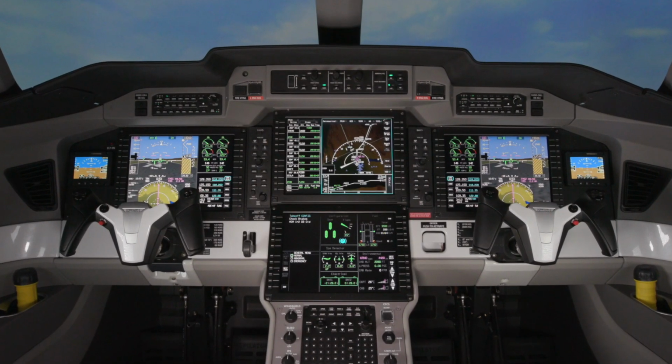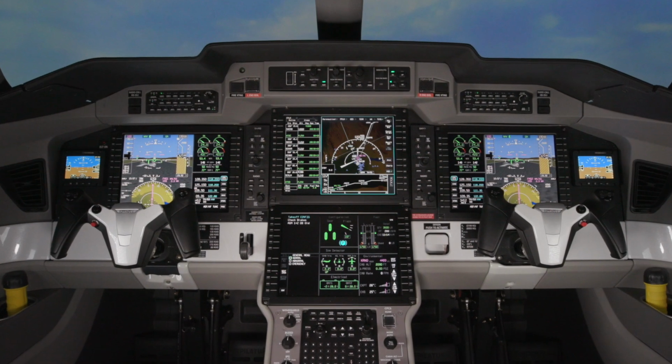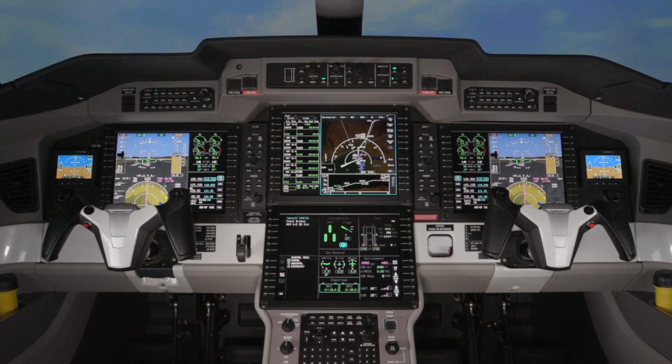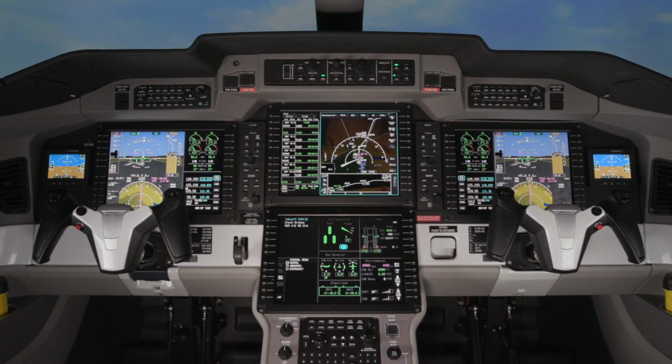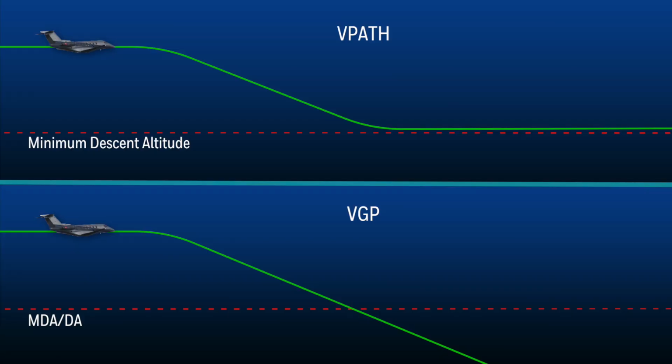Using VNAV on RNAV approaches is an excellent tool for making stabilized, constant angle descents to approach minimums. There are two different VNAV modes available for use on an RNAV approach: VPath and VGP. VPath is typically used for approaches to an MDA. VGP is generally used for approaches to a DA.